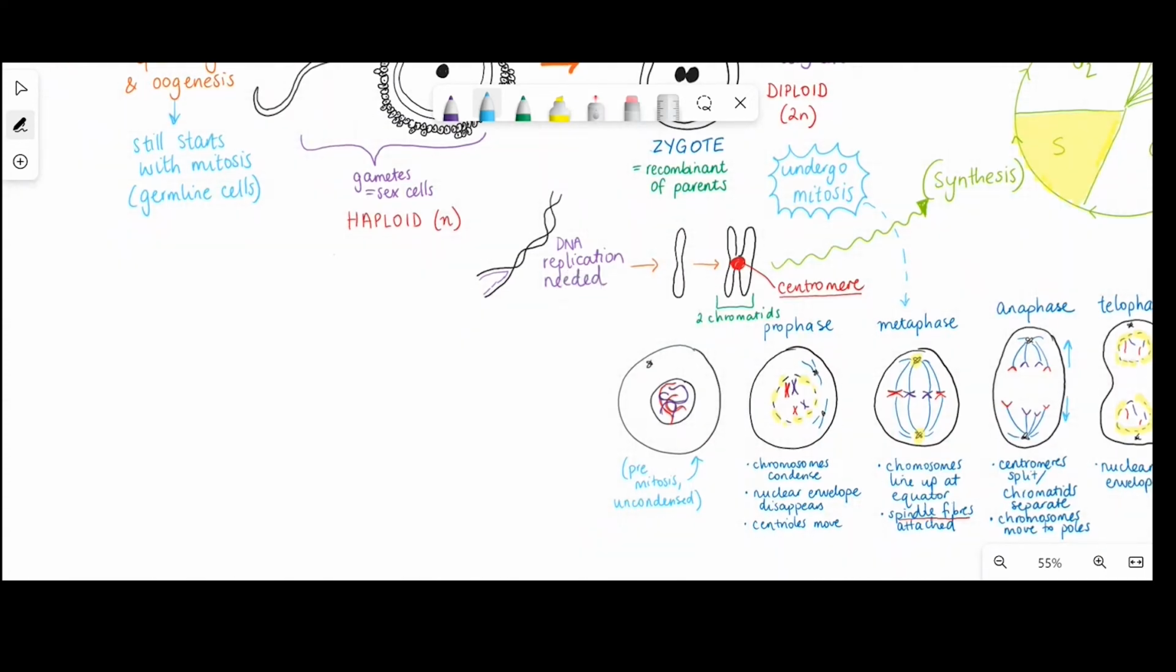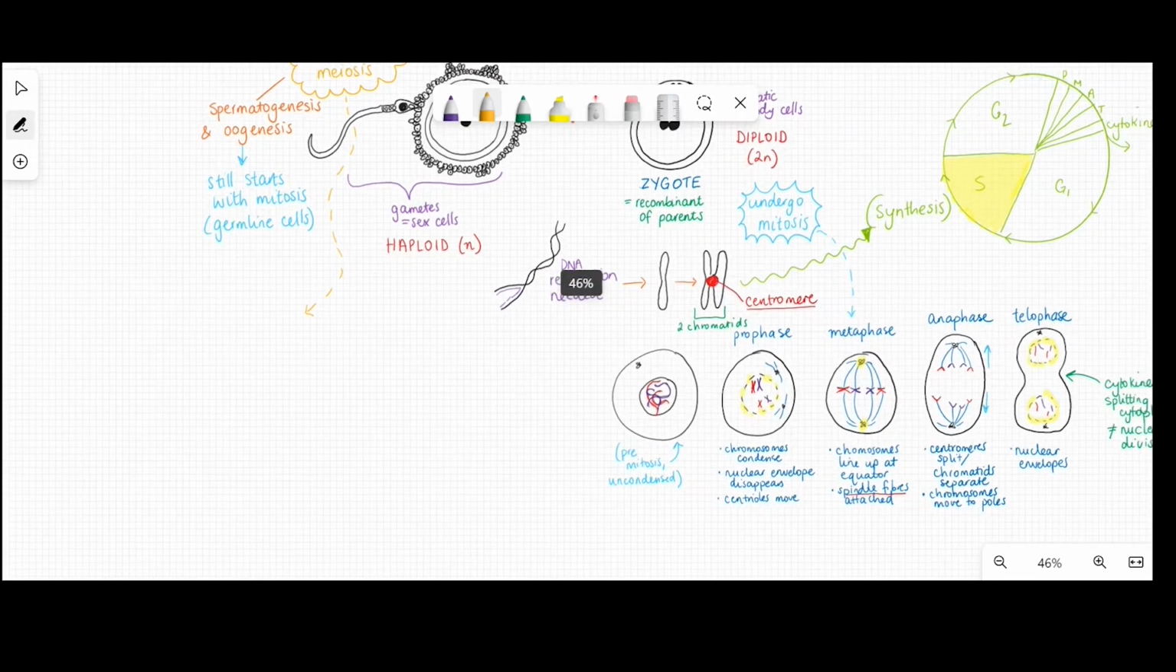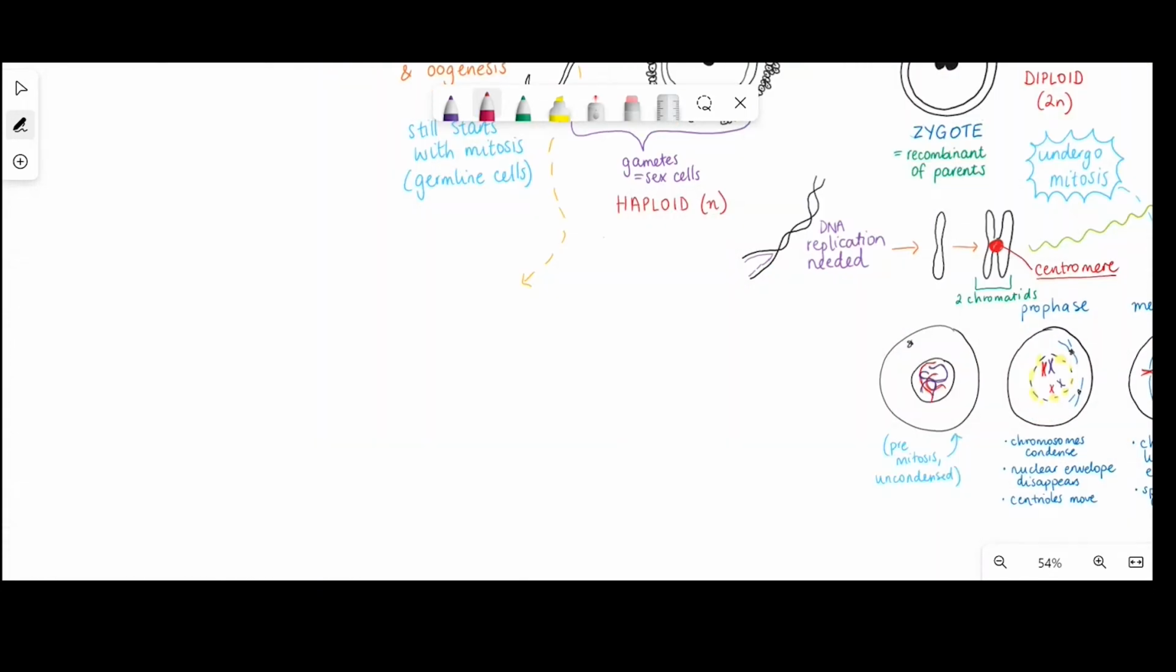So most of the cells in your body, that's how they arise. They come from mitosis. But if we want to make gametes, we need to go to meiosis. And that's actually got two divisions. So let's have a look at the first one, meiosis 1. And the 1 goes along with being primary spermatocytes and oocytes. They're the cells that are involved.